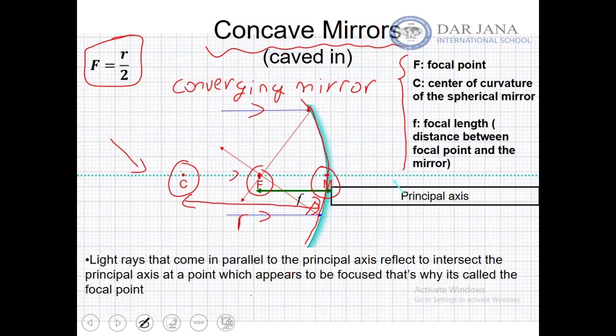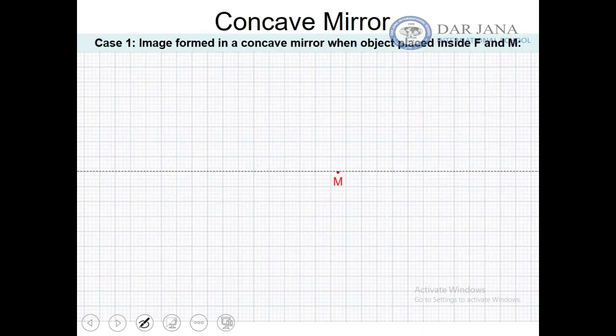As we see here, small f is the focal length. There's a difference between the focal point and the focal length. The focal point is the point where the reflected rays intersect and meet together, while small f is the distance between capital F and M, and its name is the focal length, the distance between F and the mirror. So far so good. Now we're going to start with the 5 cases related to the concave mirror.